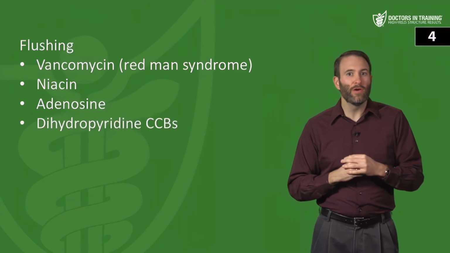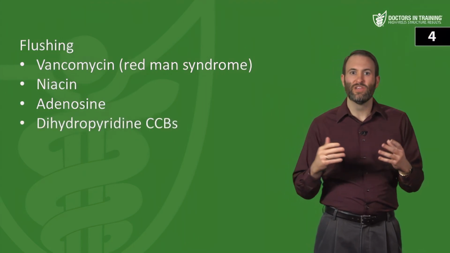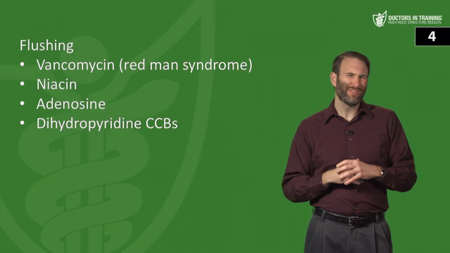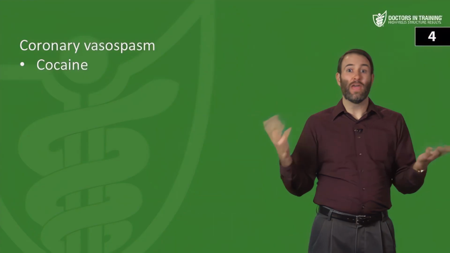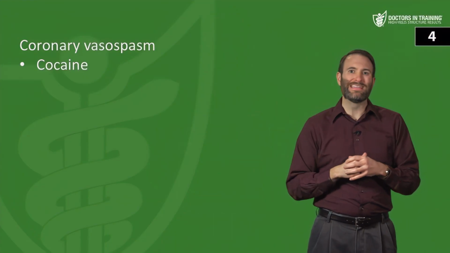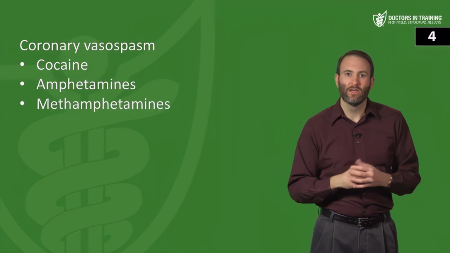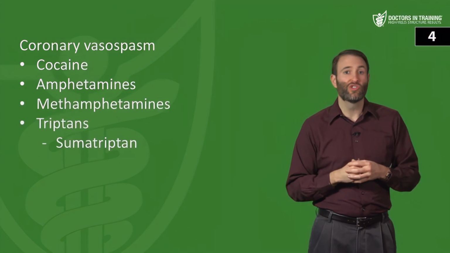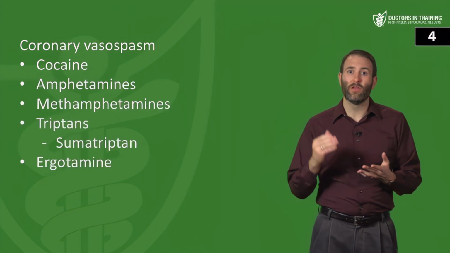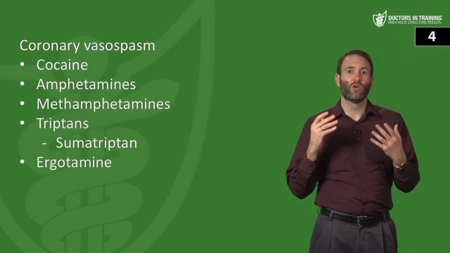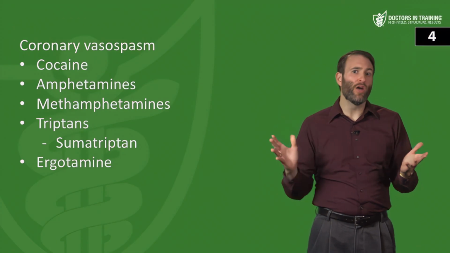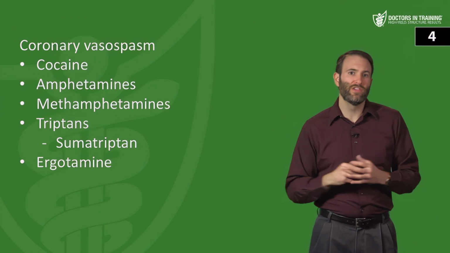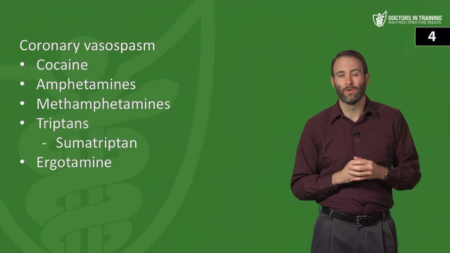The dihydropyridine calcium channel blockers can also cause this by smooth muscle relaxation, but you don't see that quite so often. Next, we have coronary vasospasm, and that can be caused by cocaine. Along with cocaine, some of the other illicit drugs, amphetamines, methamphetamines, can cause coronary vasospasm. Your triptan drugs, like sumatriptan and ergotamines, can cause that coronary vasospasm. Those are treatments for migraine headaches. This doesn't happen very often, but we generally don't give triptans to patients with coronary artery disease or strokes either.